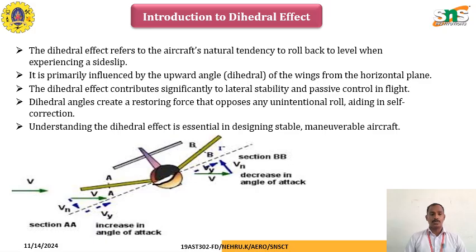force. So see, we already saw the lateral control of the position of wing with the root and tip with the variation of angle beta, the side slip. So it is primarily influenced by the upward angle, that we call a dihedral angle. If the angle is downward, we call it an anhedral of the wing position from the horizontal plane. So this dihedral effect contributes significantly to lateral stability and passive control in flight operation.